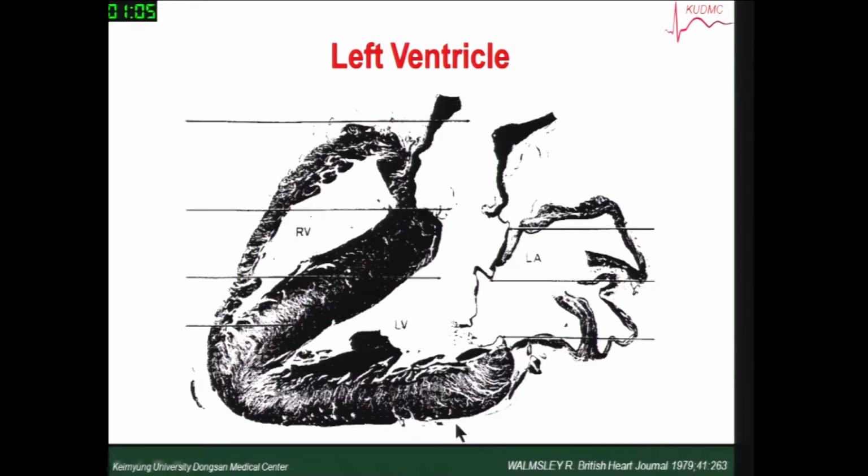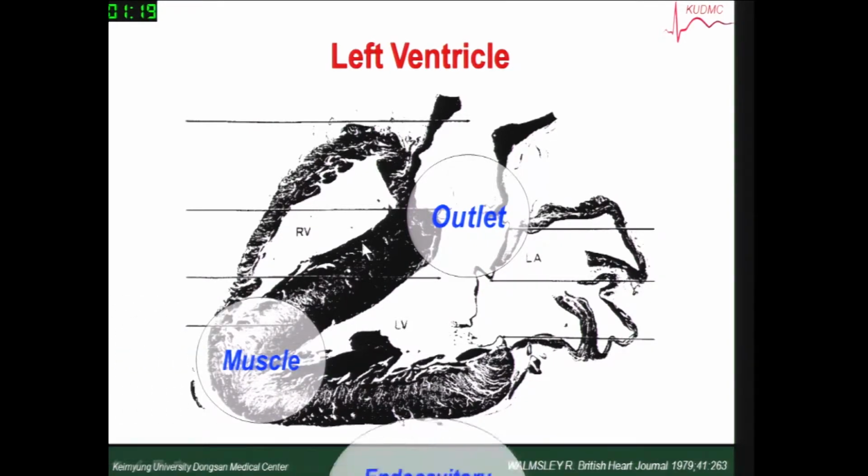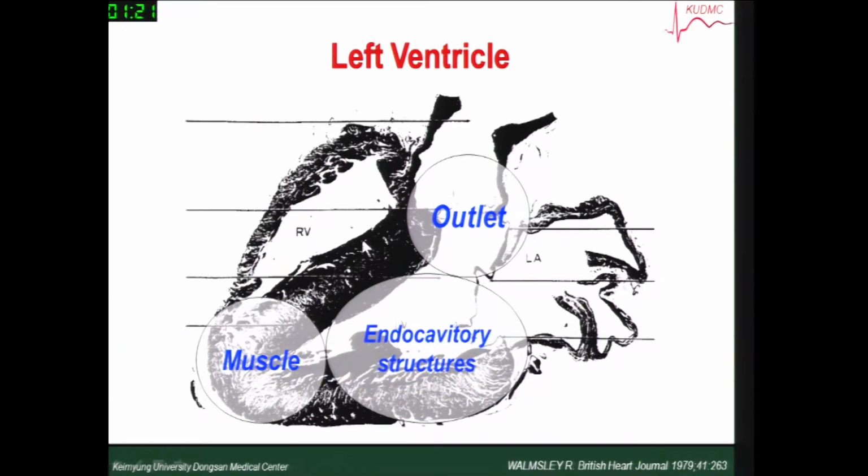This is a very old literature diagram of the left ventricle. I'd like to talk about three portions of the left ventricle. The first is the outlet, the second is the muscle itself, and the third is the endocardial structures.